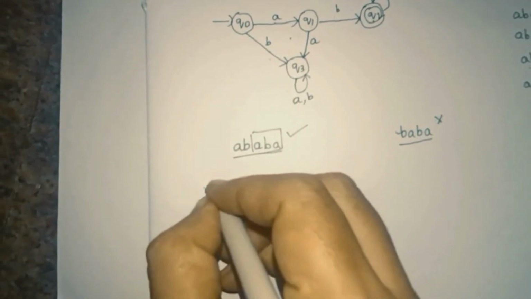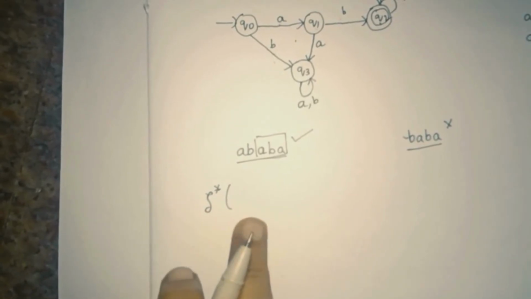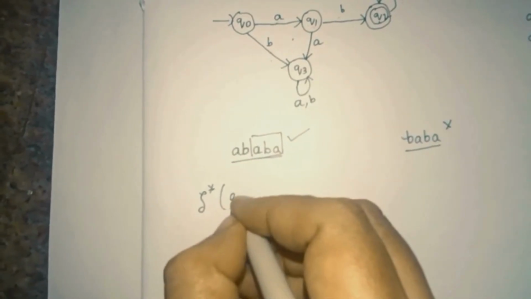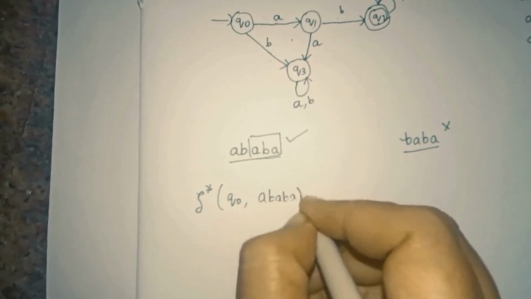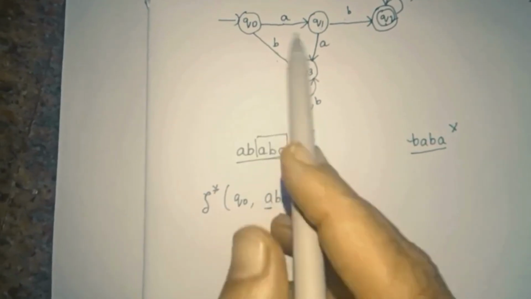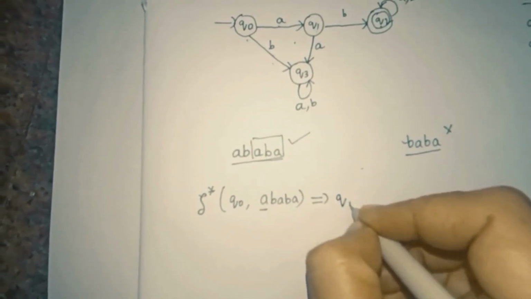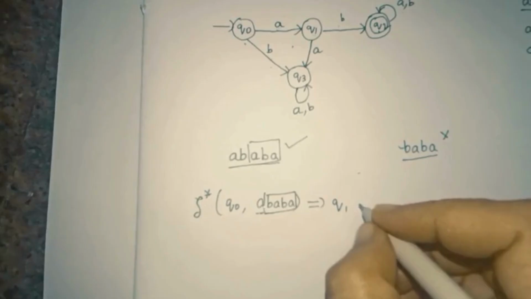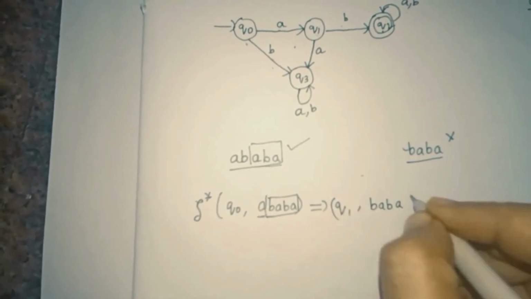We will make delta star of, always we should start with the initial state and end up with the final state. Then we can tell that the string is accepted. So we will start from Q0 over the string ABABA. Now Q0 on A is Q1. So we will write Q1. This symbol has been read. What are the left out strings that we have? That is BABA.